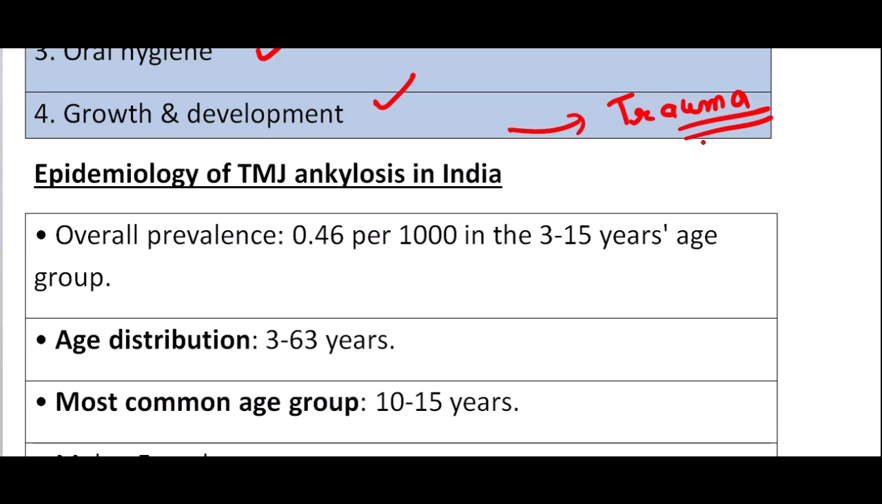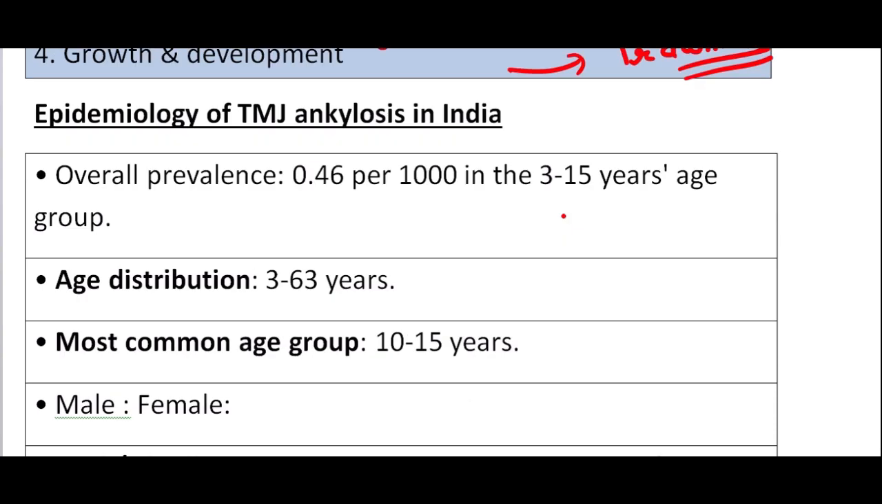Now here is an interesting trend. In some parts of the world, like the western countries, the incidence of TMJ ankylosis seems to be decreasing. This decline is due to better management of jaw fractures and a decrease in middle ear infections, mainly due to the introduction and widespread use of antibiotics. However, in countries like India, the incidence of TMJ ankylosis remains relatively high.